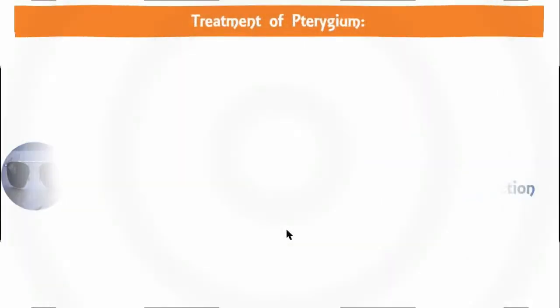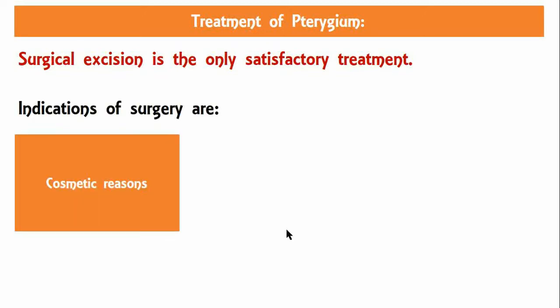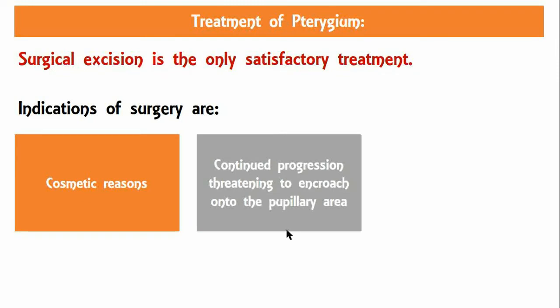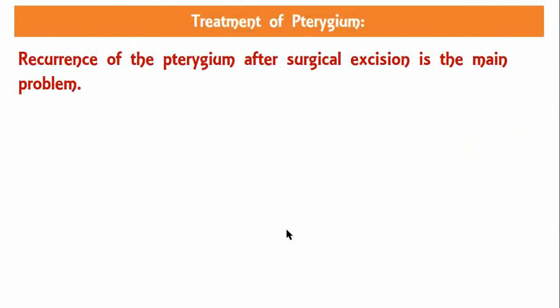Treatment of pterygium. Pterygium typically do not require surgery unless it grows to such an extent that it causes visual problems. Surgical excision is the only satisfactory treatment, which may be indicated for cosmetic reasons, continued progression threatening to encroach onto the pupillary area, and diplopia due to interference in ocular movements. Recurrence of the pterygium after surgical excision is the main problem, approximately in 30 to 50% patients.